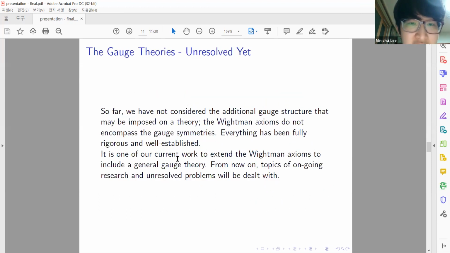So now we come to the gauge theories. So far, we have not considered the additional gauge structure that may be imposed on a theory. The Wightman axioms do not encompass any gauge symmetries. Everything has been fully rigorous and is well established, though I have omitted some details. It is one of our current works to extend the Wightman axioms to include a general gauge theory. From now on, the topics of ongoing research and unresolved problems will be dealt with.